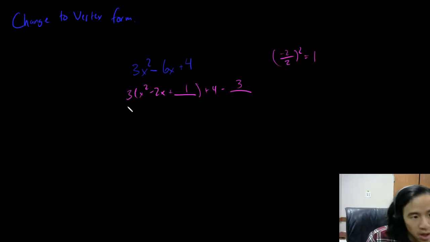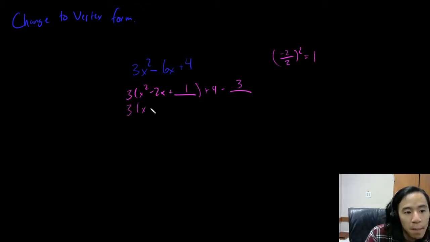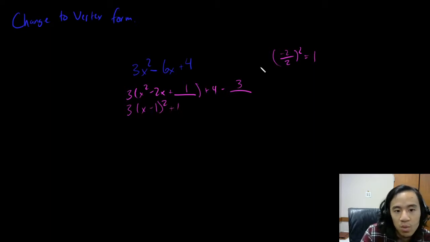So we're going to factor this. So this is going to be 3 times x minus 1 squared, and then 4 minus 3 is positive 1, so plus 1. It's minus 1 because b, which is negative 2, over 2 is a negative 1.